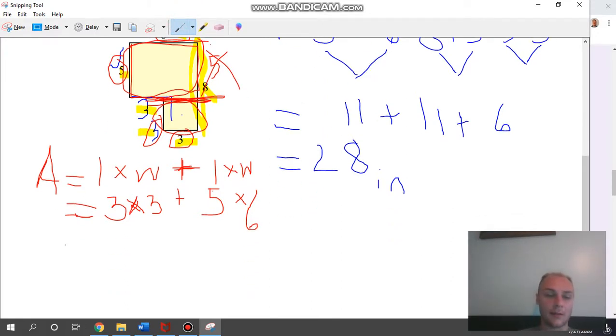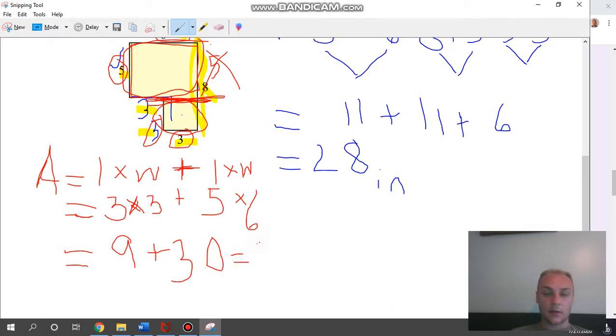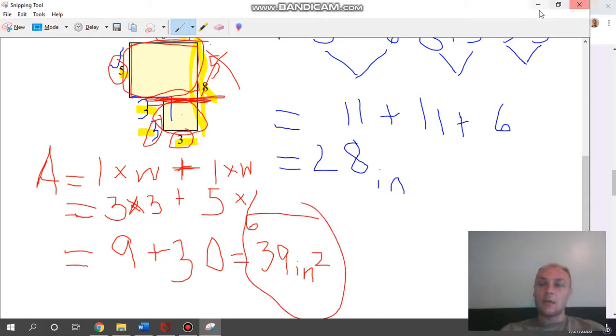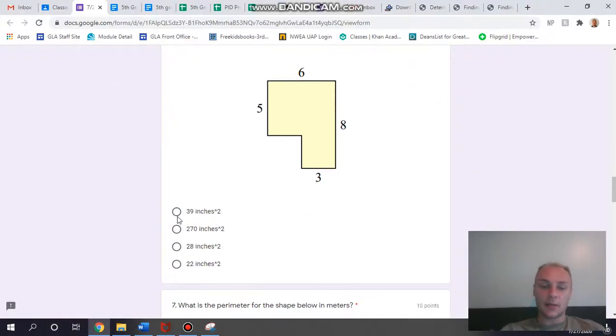Now we're going to go ahead and come down here and start solving. 3 times 3 is 9, plus 5 times 6 is 30, and 30 plus 9 equals 39. And again, we're finding in inches, so I'm going to put 39 inches. Now we're finding area. So remember, we're finding the area of a 2D shape. How much is on that 2D shape? So we have to do inches squared. Okay? Really quickly, I just want to show you the answer is right here, 39 inches squared.